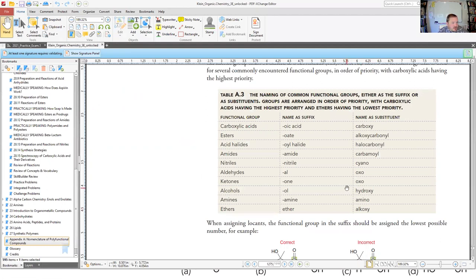And this is actually a really helpful table as well if you ever have to do any of those multiple functional groups, because this also has the priority. If it's closer to the top, then you name it as the suffix. If it's closer to the bottom, then you're more likely to name it as the branch, as the substituent. So ethers, amines, and alcohols, if you have any other functional groups in there, the other functional groups take priority and you use the suffix name for them. And the functional group that's closer to the bottom gets named as the substituent.